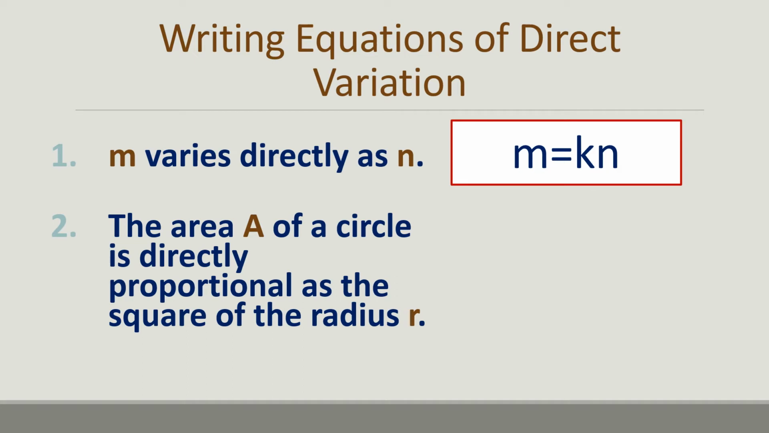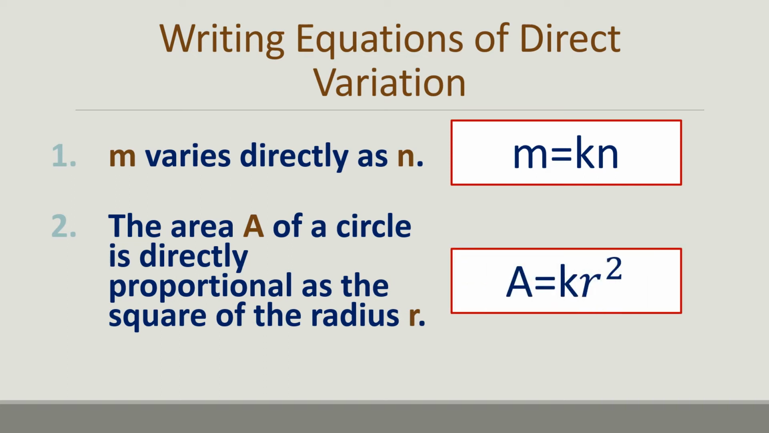Now let's proceed with number 2. The area of a circle is directly proportional as the square of the radius r. So once again, we have to identify what variables are being used in this statement. So we have capital letter A and the small letter r. All right, so when we write the equation, it will look like A equals K times R squared. Why R squared? Because it says here square of the radius R.